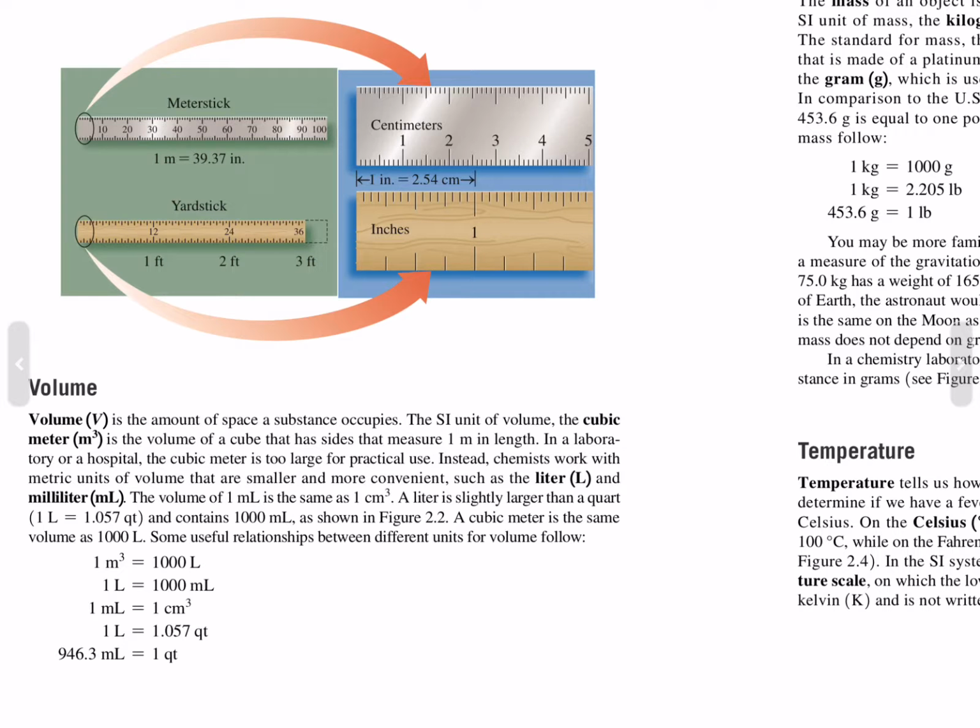A liter is slightly larger than a quart and contains 1,000 milliliters, as shown in Figure 2.2. A cubic meter has the same volume as 1,000 liters. Some useful relationships between different units for volume follow.